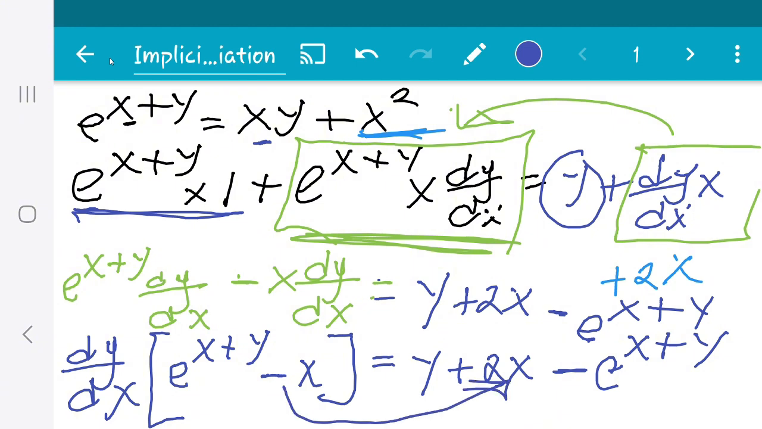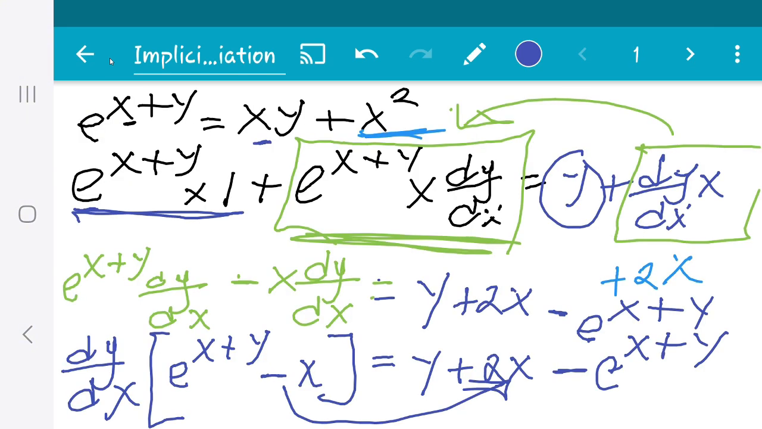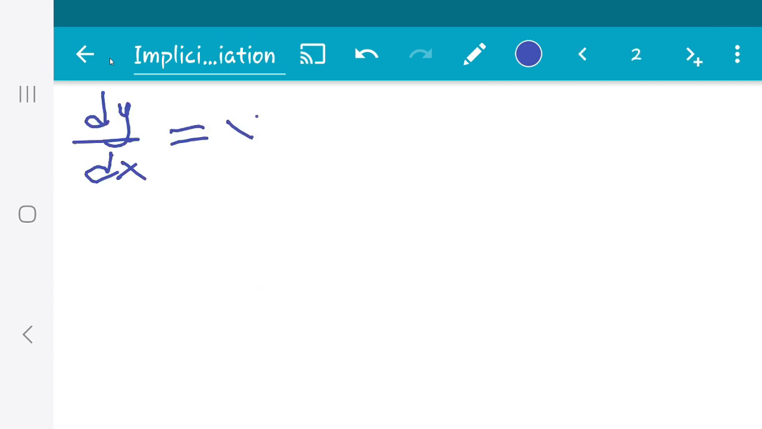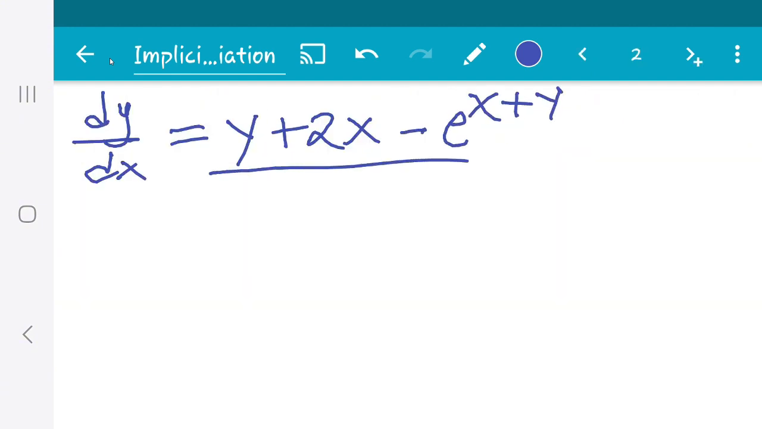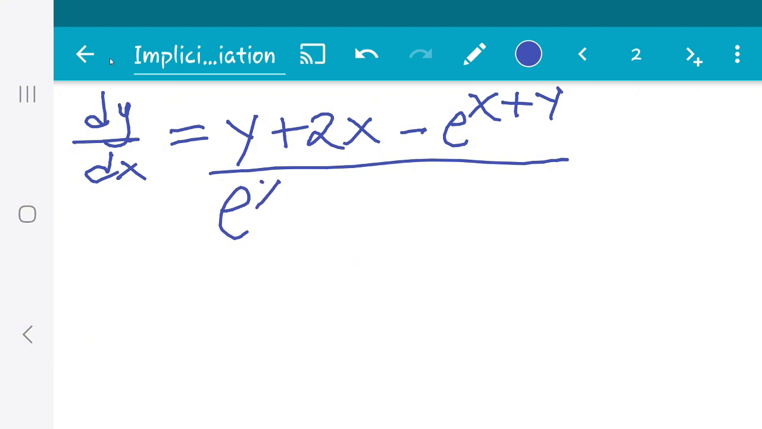The last step now is to take this factor to the other side. So dy over dx will be equal to y plus 2x minus e to the power x plus y, divided by e to the power x plus y minus x.